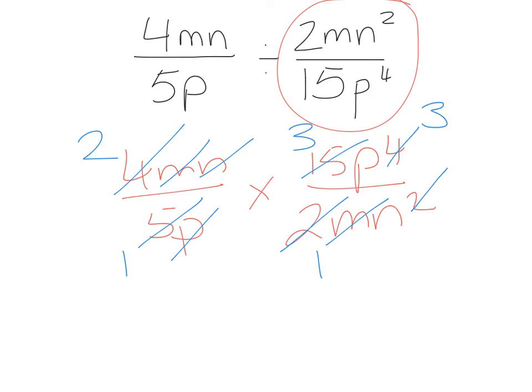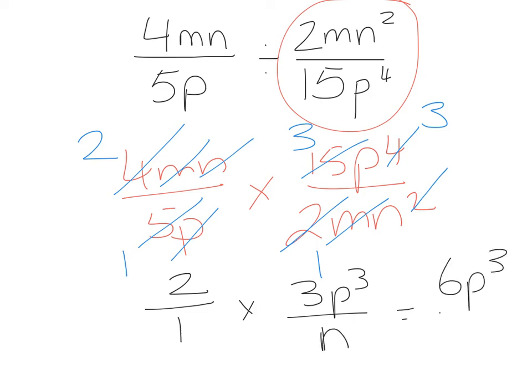So just so I have this nice and clear, I now have 2 over 1 times 3p cubed over n. So my answer is 6p cubed over n.